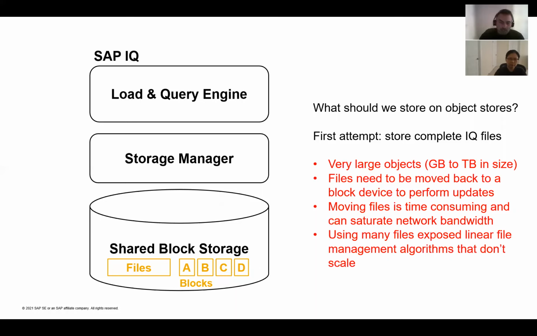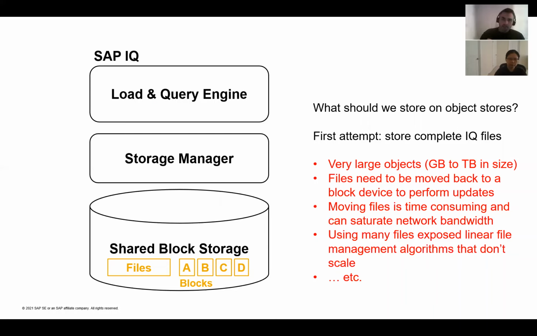There are also other issues that we have uncovered: many of the file management algorithms that we use in SAP IQ were linear, and they did not scale to the number of files that we needed to use. So clearly, this approach had its limitations and wasn't what we were looking for.